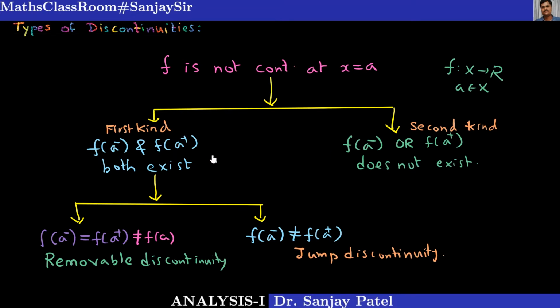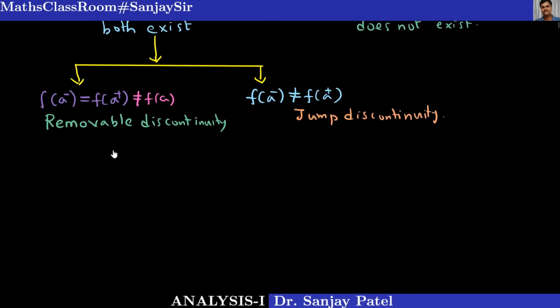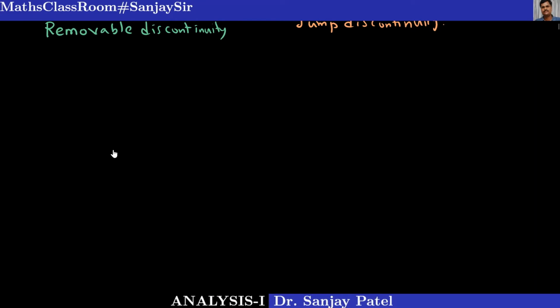But when f(a+) and f(a-) both exist, then this can be further classified into two types. If f(a+) and f(a-) both exist and are equal, but they are not equal to f(a), the value of the function, then it is called removable discontinuity. When f(a-) and f(a+) are not equal, then whatever the value of f at the point a is not important. So when f(a-) and f(a+) are not equal, then the function is said to have jump discontinuity.